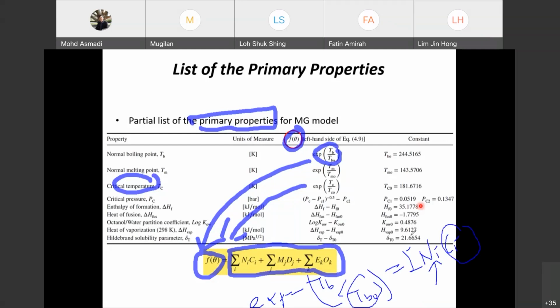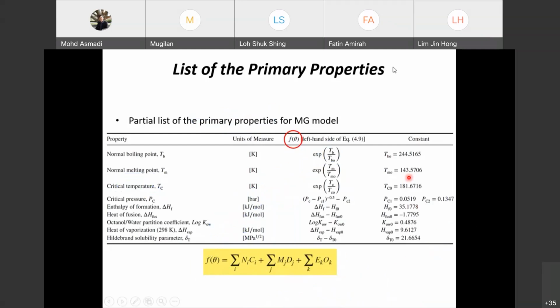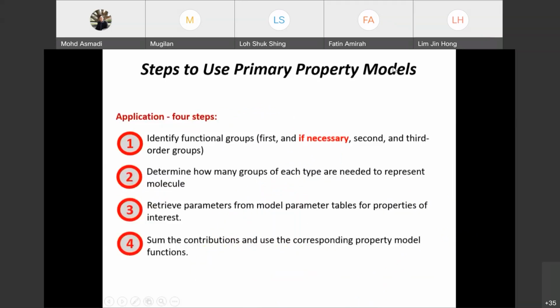So in general, the steps to use the primary properties: first, you have to identify the functional groups. What are the functional groups? Like OH, COOH, those are functional groups. Then, if necessary, the second and third order groups, which I highlighted. If it is not necessary, you just use up to first order. Determine how many groups of each type are needed to represent the molecule. How many groups occur? The occurrence is n, and i is for first order.